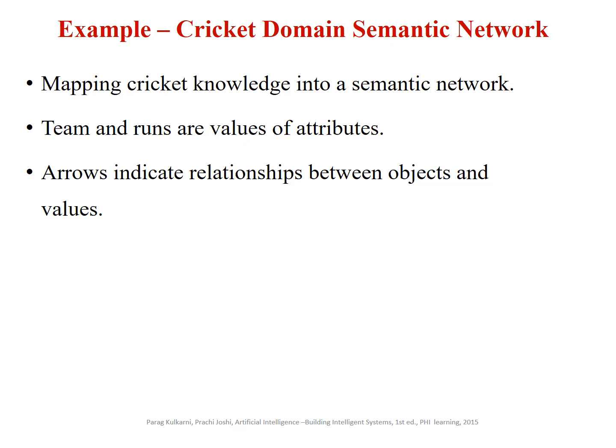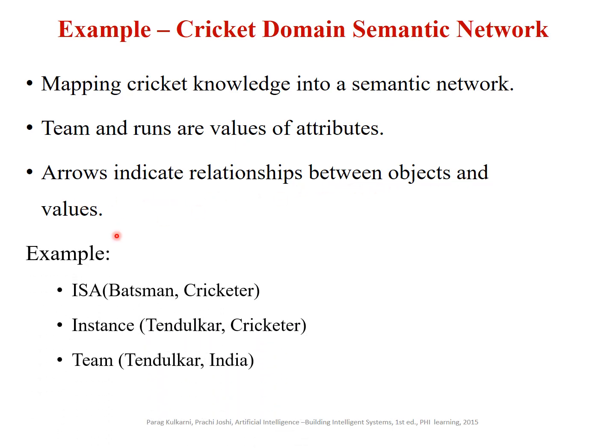Let us take the cricket domain semantic network as an example. Here, we are going to map the cricket knowledge into a semantic network. Team and runs are the values of attributes. The arrows indicate relationships between objects and values. For example, is a relation: batsman, cricketer. Instance: Tendulkar is a cricketer. Team: Tendulkar, India, belongs to the team India.